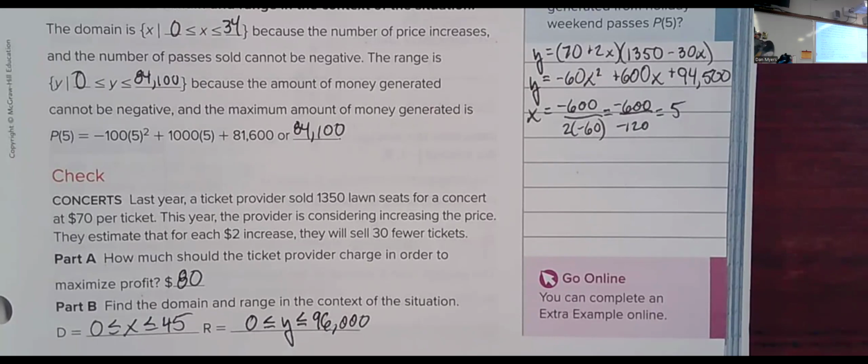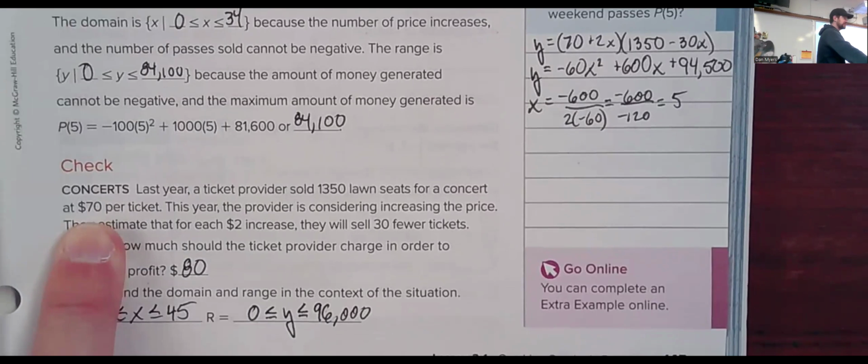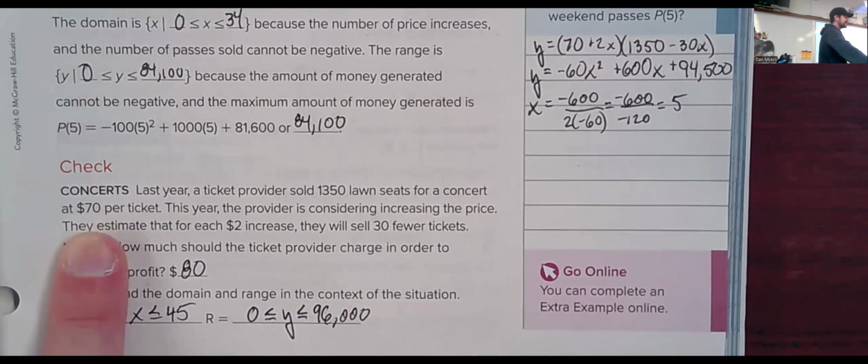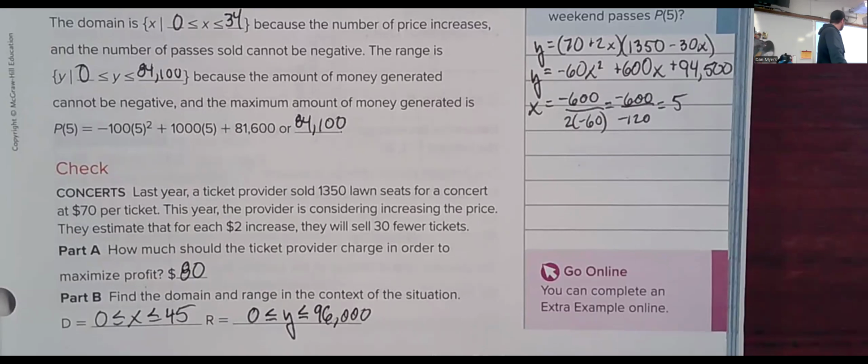the x value would tell you how many $2 increases you would have to do in order to get 0 people showing up. So if you set that equal to 0 and solve for x, that would tell you that there are 0 people showing up, and x equals 45. So 45 $2 increases, which means if you increase the price by $90 for a total of $160 a ticket, so if you charge $160 for the ticket, no one's going to show up. It's too expensive. So the domain is kind of an interesting one to figure out there.